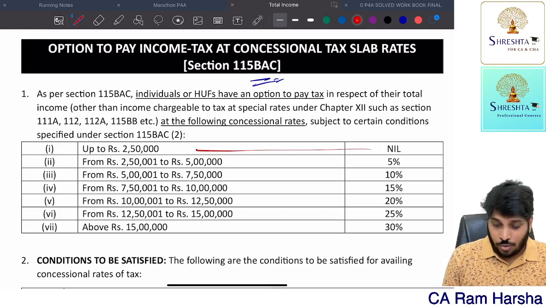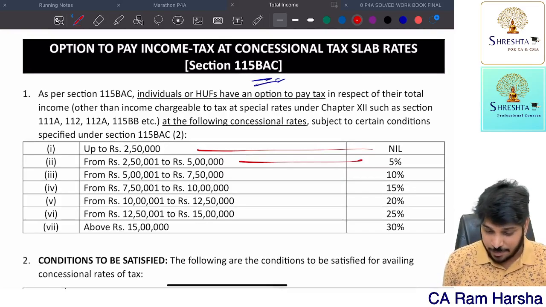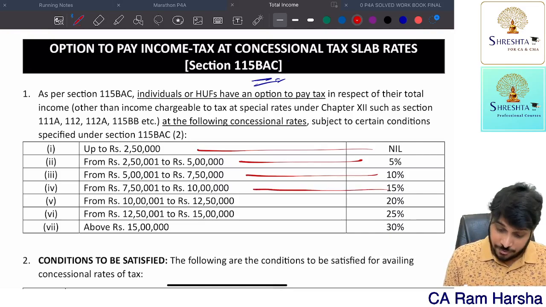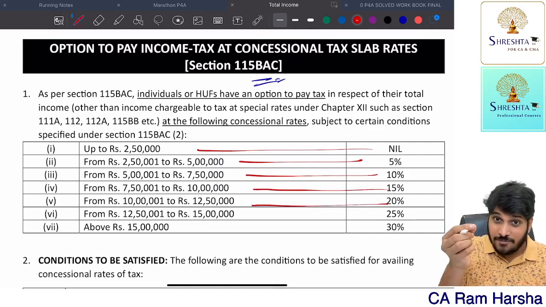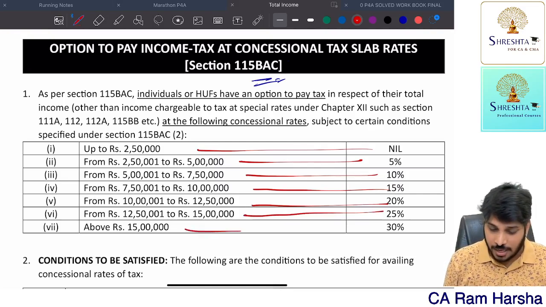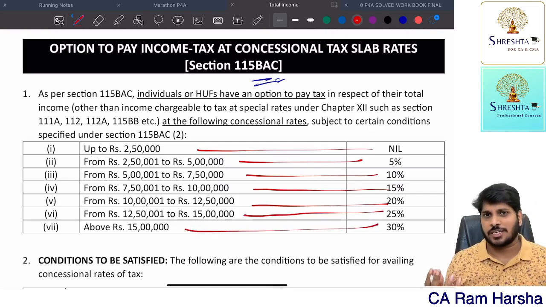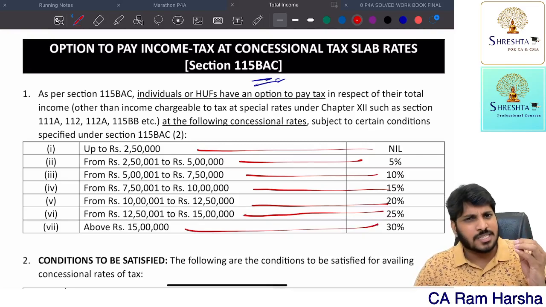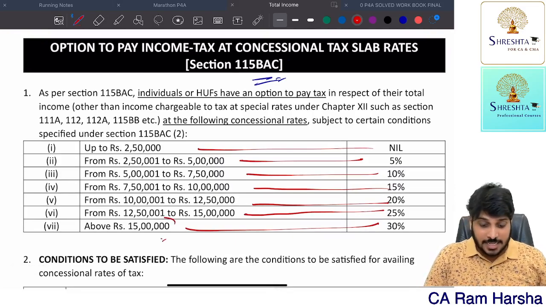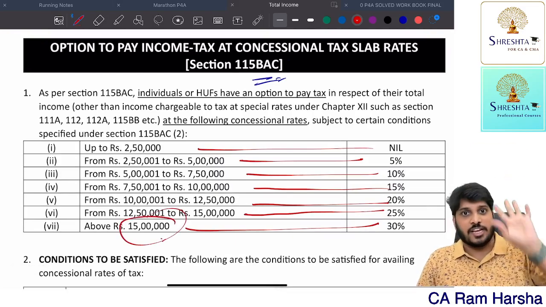Now you have another option. Up to 3 lakh, 0. 3 to 6 lakh, 5%. 6 to 9 lakh, 10%. 9 to 12 lakh, 15%. So every 3 lakh, the tax rate increases by 5%. 12 to 15 lakh, 20%, and beyond 15 lakh, 30%. Generally, in the normal mode, the 30% tax rate applies the moment income crosses 10 lakh. Here, the 30% tax rate comes only when the income crosses 15 lakh.